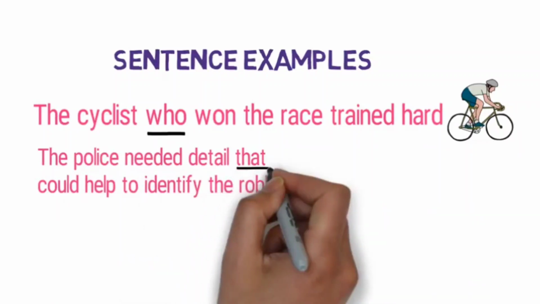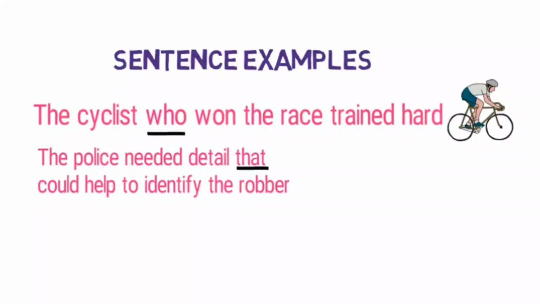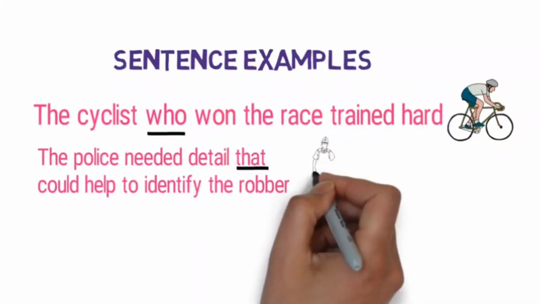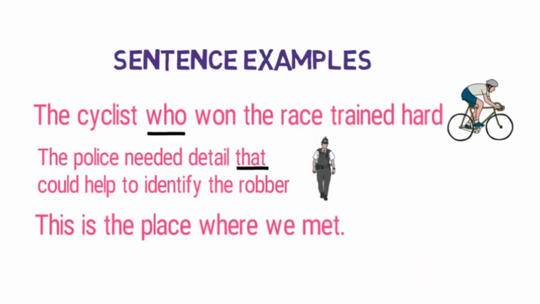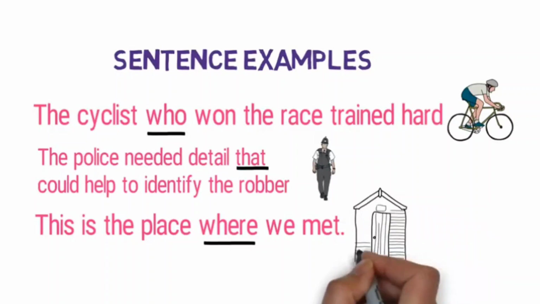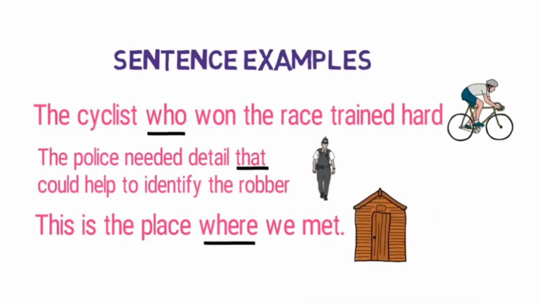Here, that is used to join two sentences. So, it is a relative pronoun. This is a place where we met. Here, where is used in the continuation of the sentence, joining two sentences. So, it is a relative pronoun. So, relative pronouns are used in place of nouns which were referred to previously.